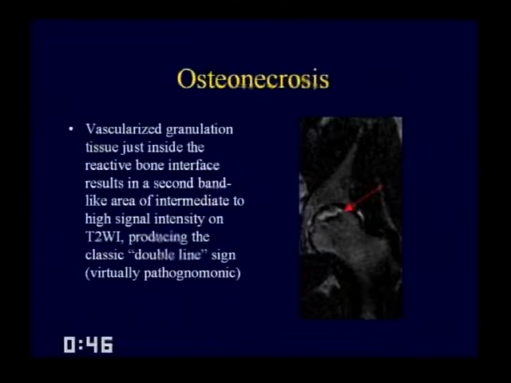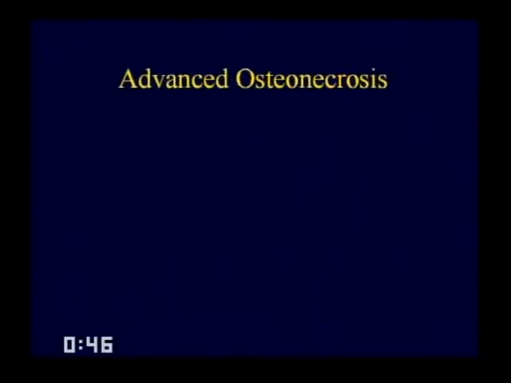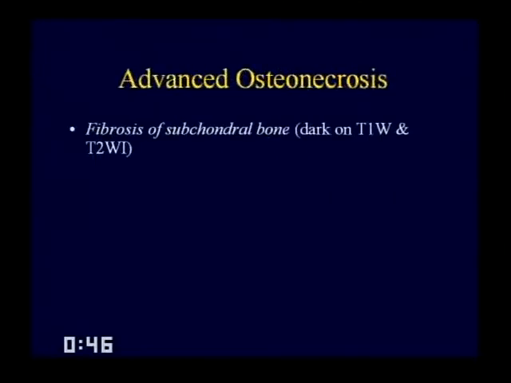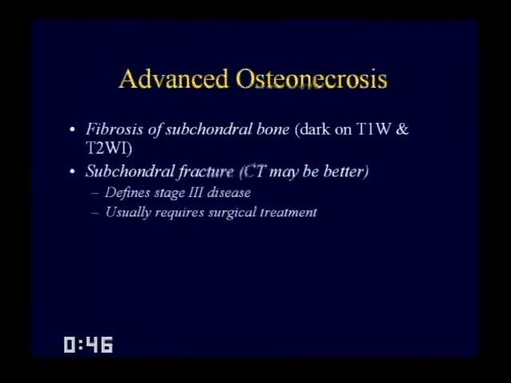This is the classic double line sign. This is virtually pathognomonic for osteonecrosis. It consists of this bright line and a parallel dark line right underneath it. Advanced osteonecrosis, well, you might see fibrosis of the subchondral bone, which is going to be dark on both T1 and T2 weighted images. A subchondral fracture.